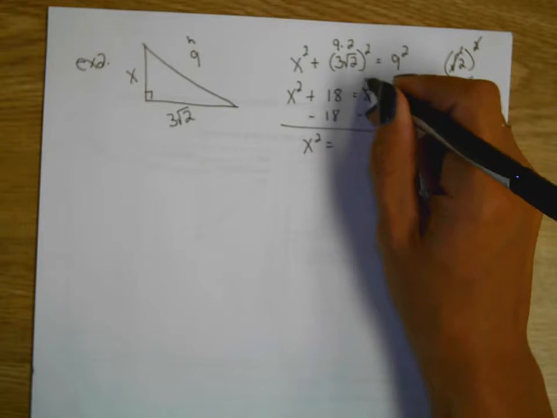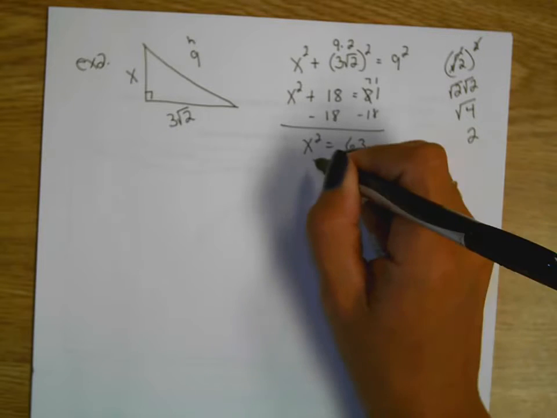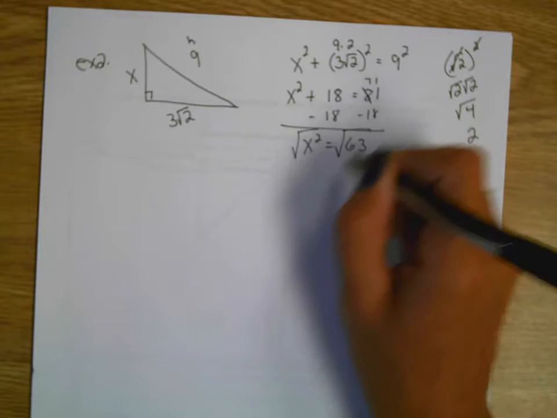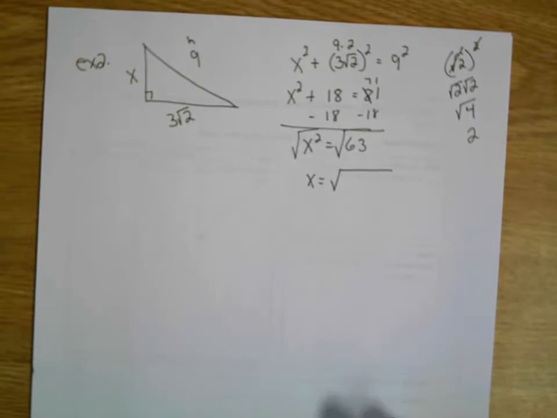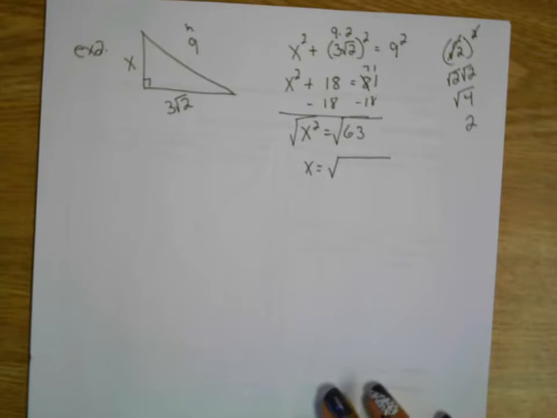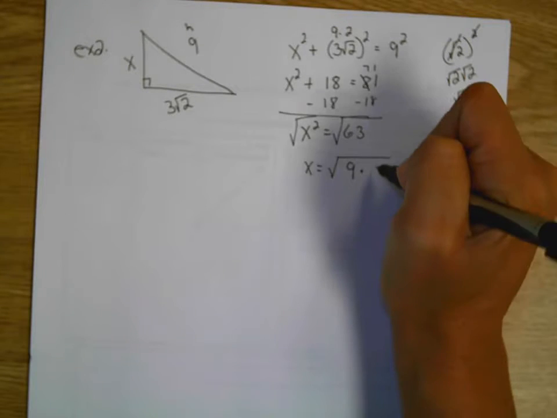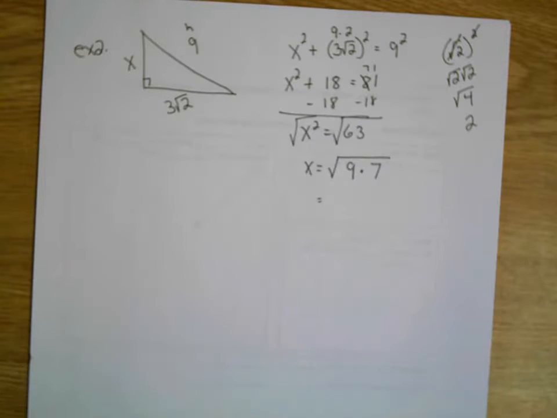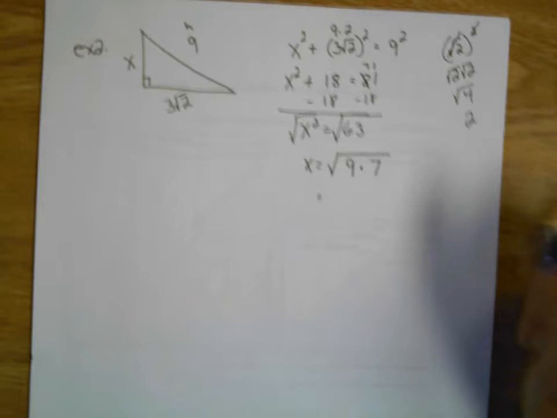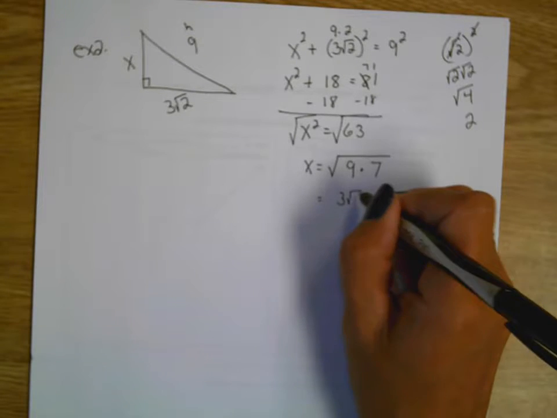63. We're going to square root 63. But what is the square number that goes into 63? 4 is square but not big enough. 9 times 7. Oh, those multiplication tables from 4th grade. Dang it. Square root of 9 comes out as 3. 7 stays under.